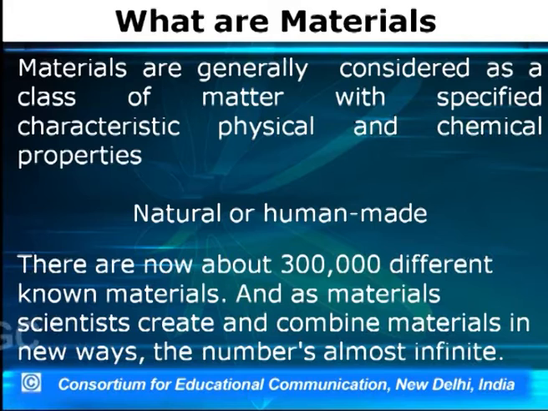Now, having discussed matter, a question comes: what actually is a material, or in other words, what are materials? We have come to know what is matter, but is there any difference between matter and materials? In order to answer this question, we must understand what actually is a material. Basically, materials are generally considered as a class of matter. It means materials are also the ones which have mass and occupy space, that is, they have volume also. So a material is a class of matter with specified characteristic physical and chemical properties.